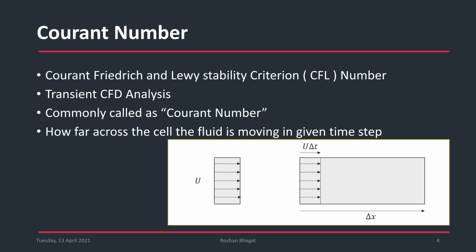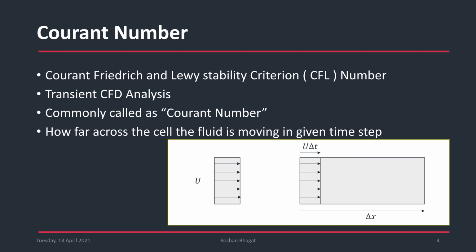Now, what is the Courant number? The Courant-Friedrichs-Lewy stability criterion, more specifically also called the CFL number. Wherever we are having a transient CFD analysis, this Courant number will be most important and will have an effect on the simulation which we are running. So commonly it is called the Courant number.